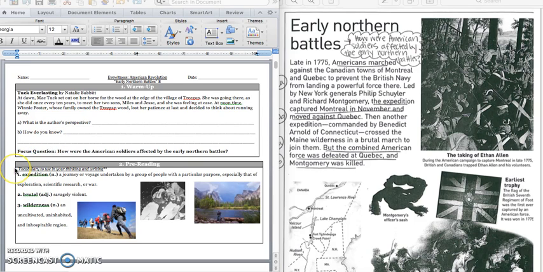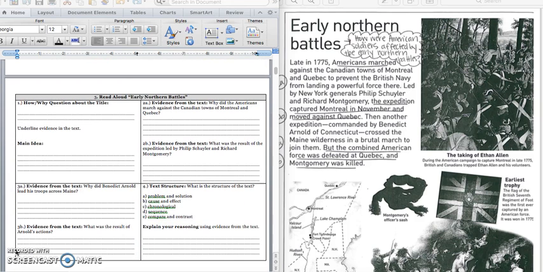It says, how were the American soldiers affected by the early northern battles? Our vocabulary words for today are expedition. That's when you go on like a journey with a group of people. So this would be a picture of an expedition. Brutal, that's being really violent. So we have these football players brutally tackling each other. And wilderness, that is a section of land where people don't live. It's just out in the wild. And we would draw a line to this picture.